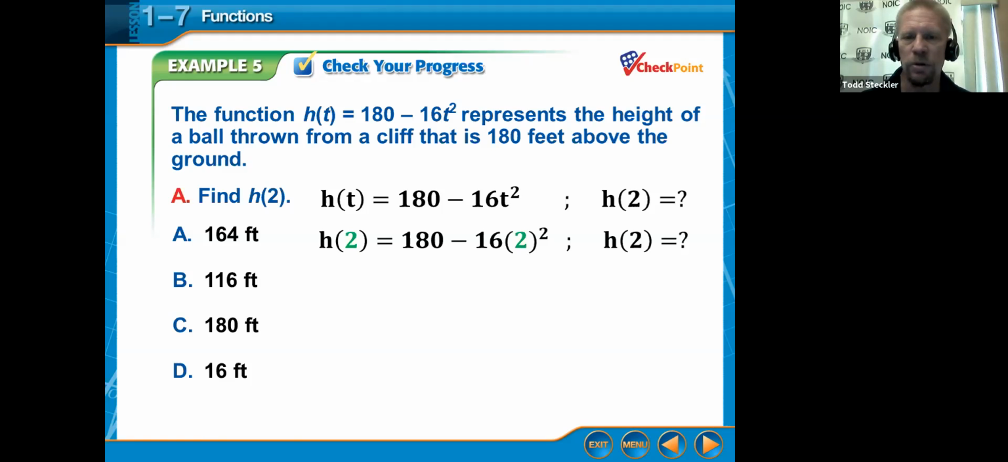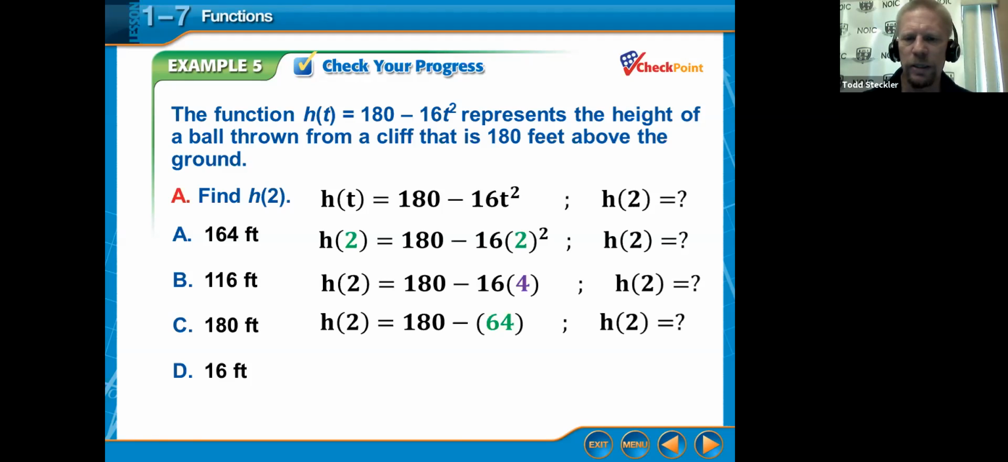So now we follow the order of operations. 2 squared is 4. Next, we will multiply. 16 times 4 is 64. And at the end, we will subtract. 180 subtract 64 is 116. In this application, 116 represents feet. So in this example, it didn't say it, but 2 was actually seconds. So at 2 seconds, the height of the ball is 116 feet. h of 2 is equal to 116 feet.